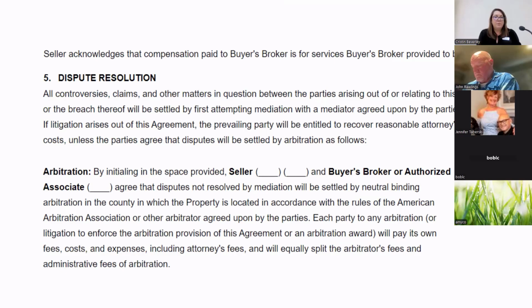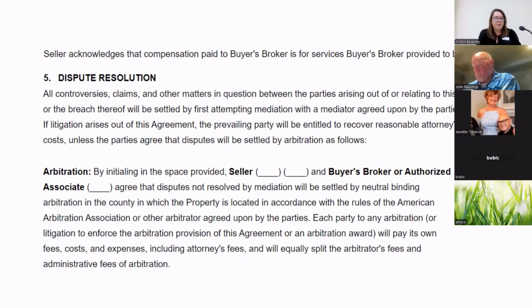If you decide you want to arbitrate, you're going to initial in the appropriate boxes. If you do not, then you have not agreed to arbitrate, and then you're more than likely going to litigation. And again, this is a broker decision, so you'll ask your broker what they would like for you to do in this part. They have miscellaneous clauses.